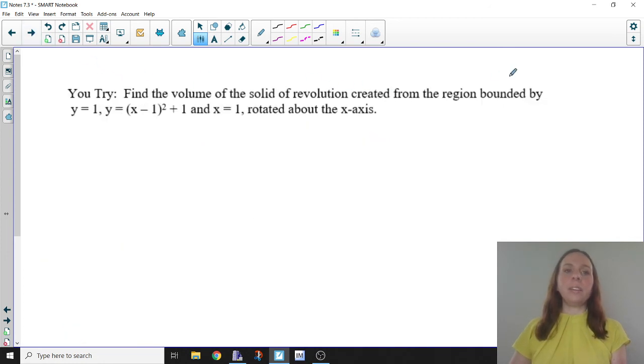Okay, so finally, there's one more problem that I would recommend that you try. Again, try it by graphing these two functions. Your two functions are just y equals 1 and y equals x minus 1 squared plus 1. Okay, it tells you that you are going until x equals 1 and you're rotating about the x-axis. So see if you can sketch that graph and set up the formula and find its value.